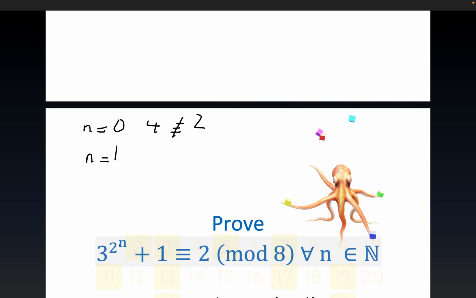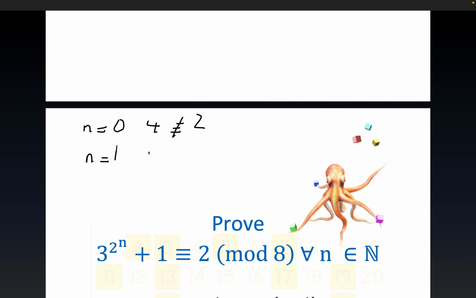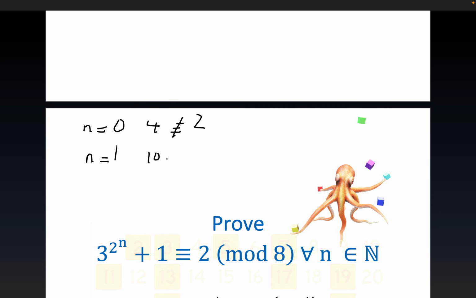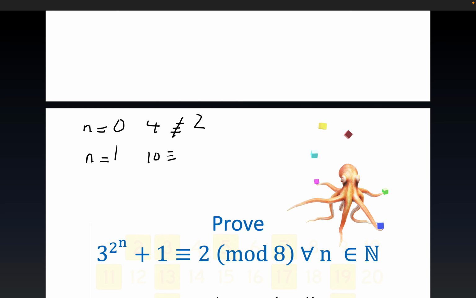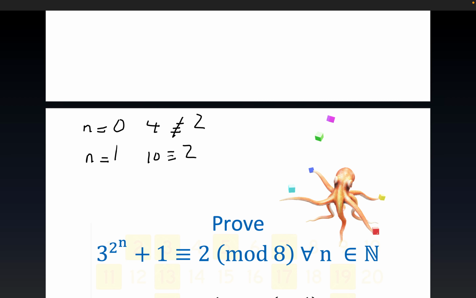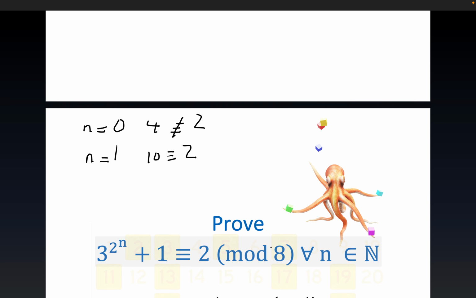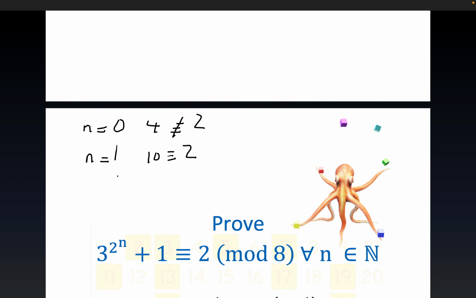When you do n equals 1 right here, folks, you get 3 squared plus 1, which is 10, which is certainly congruent to 2 mod 8. And again, I'm leaving this out. 10 minus 2 is physically 8. Okay, let's try out n equals 2.